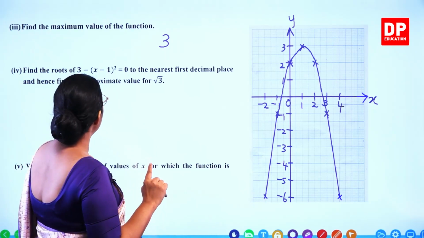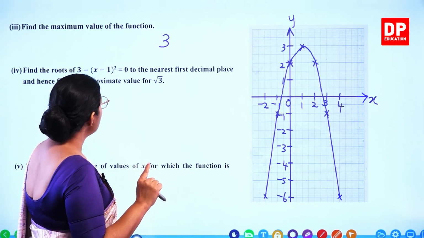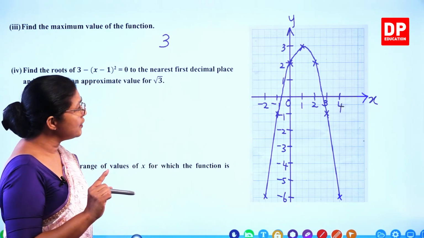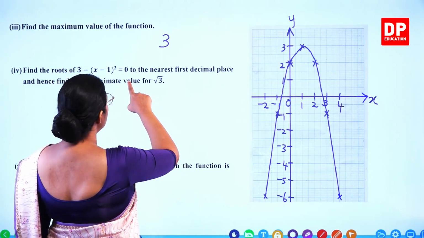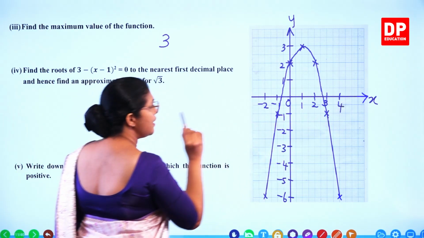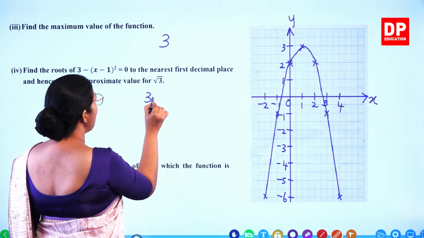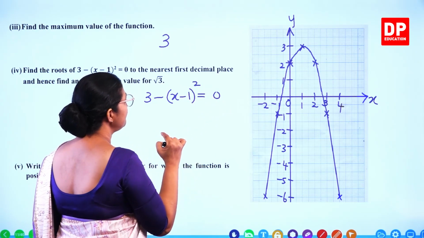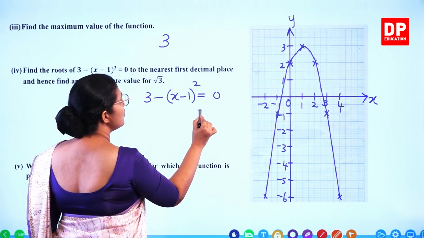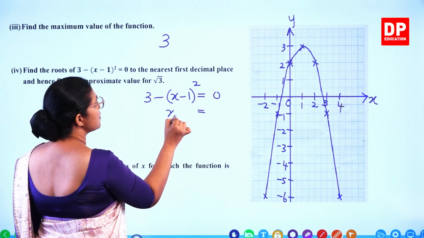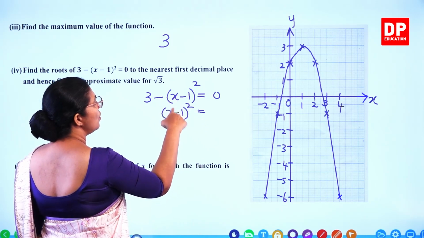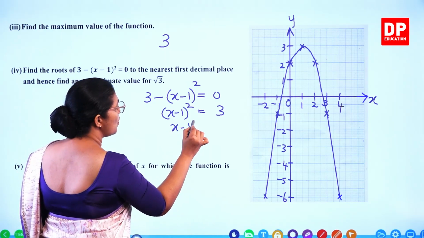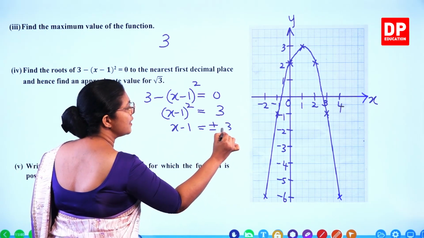Find the roots of this equation, same thing, is equal to 0 to the nearest first decimal place, and hence find an approximate value for root 3. So here, when this is 0, that means y equals 0. What happens? So 3 minus (x minus 1) squared is equal to 0. So you can take this one to the other side and write (x minus 1) squared is equal to plus 3. Then take square root both sides. X minus 1 equals plus or minus root 3.